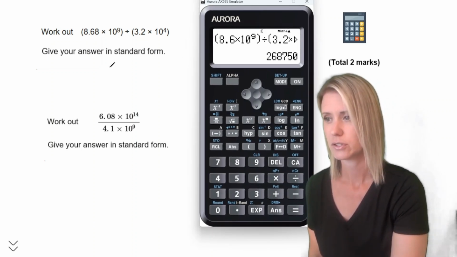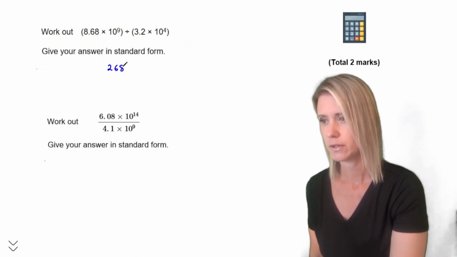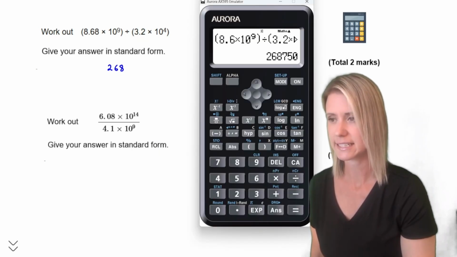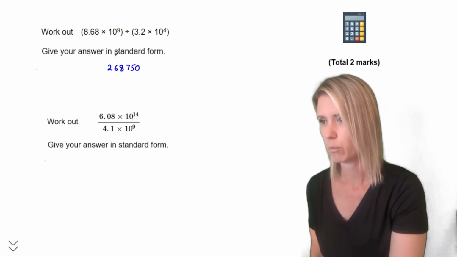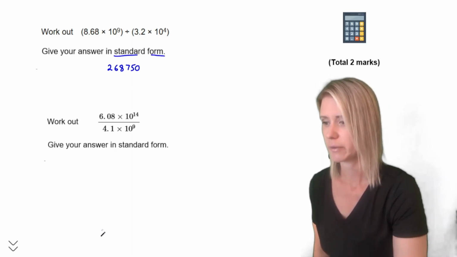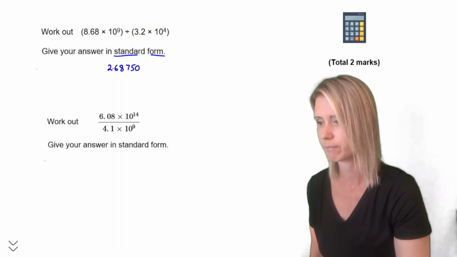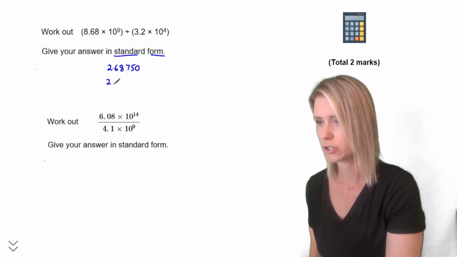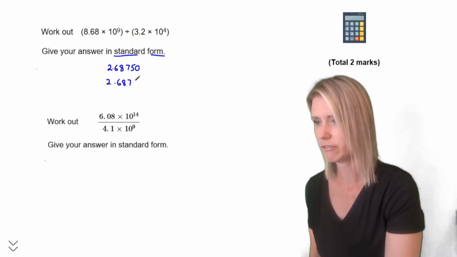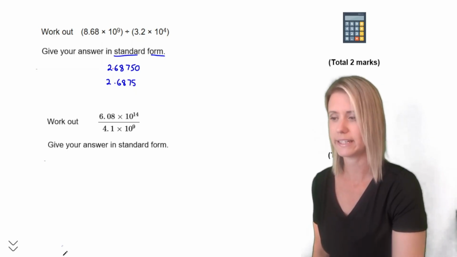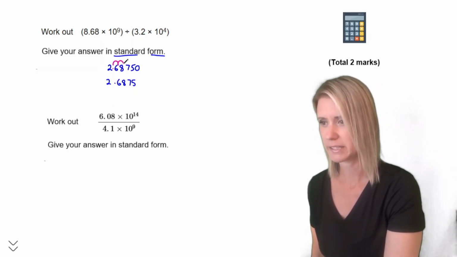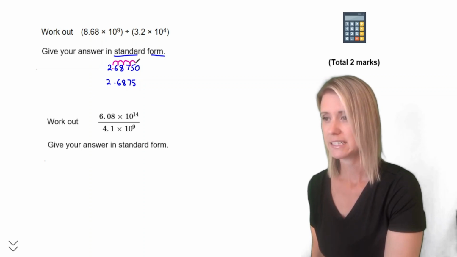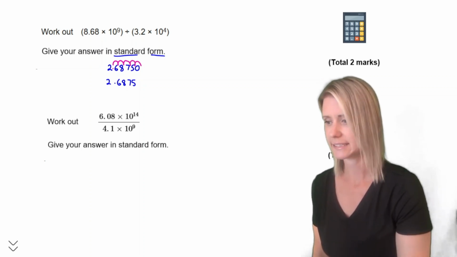So 268,750, but it wants it in standard form. So our decimal point is going to go between the 2 and the 6, giving us 2.6875. Zeros are not needed on the end there, will not make a difference to the number. Times by 10 squared, 10 cubed, 10 to the power 4, and 10 to the power 5.